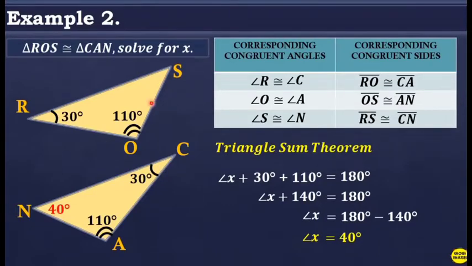Now, paano po natin ito makukuha? So, since si angle N, pwede mo itong tingnan. Si angle N ay congruent kay angle S. So, therefore, your angle S is equal to 40 degrees also. So, this is 40 degrees. Okay? That's why it is very important na alam po natin ang corresponding congruent angles and sides.